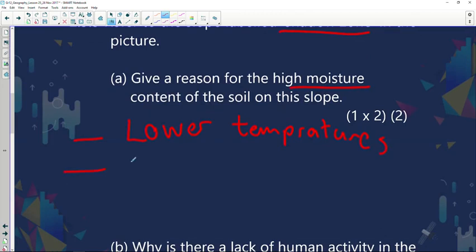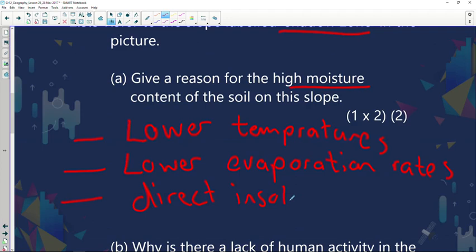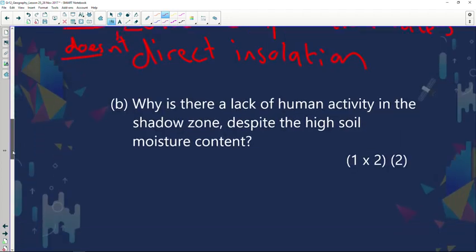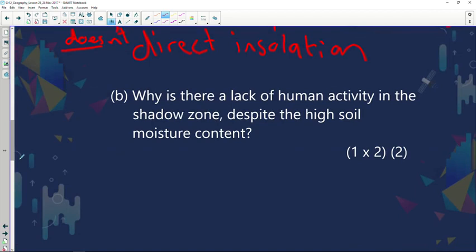There's lower evaporation rates because there's less direct insolation. And it doesn't receive direct insolation. There are 3 reasons why it's got a higher moisture content.